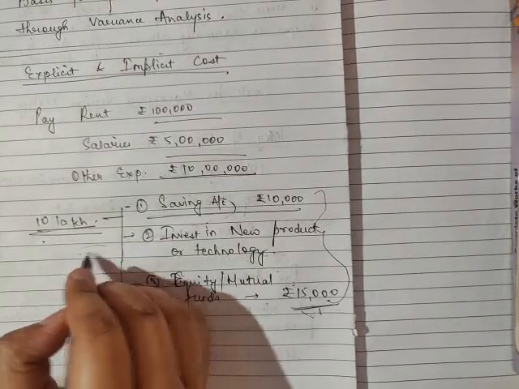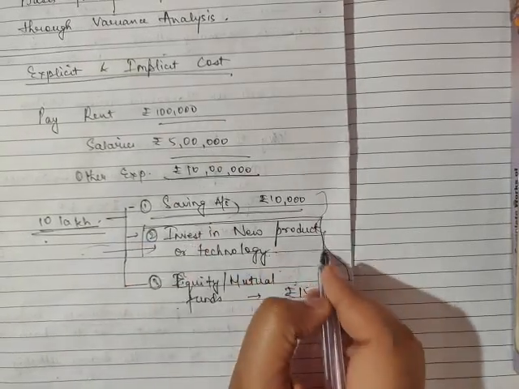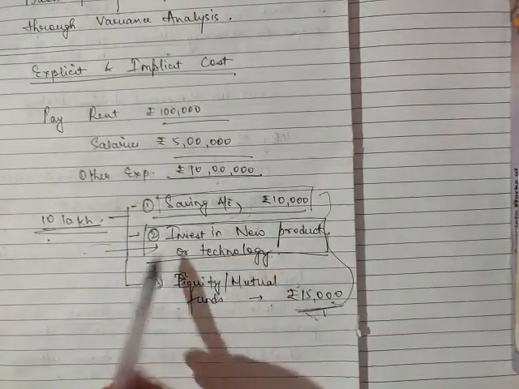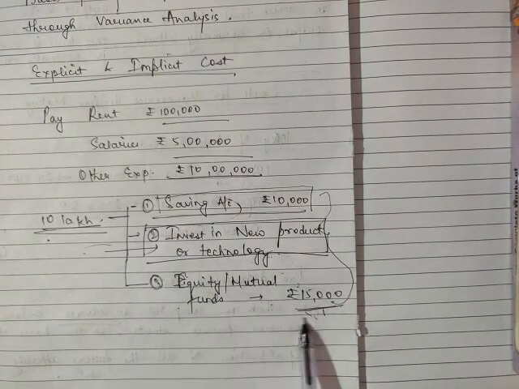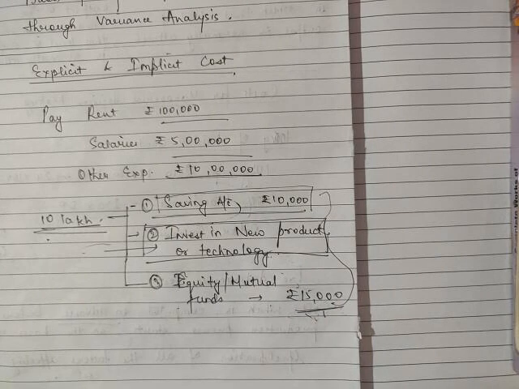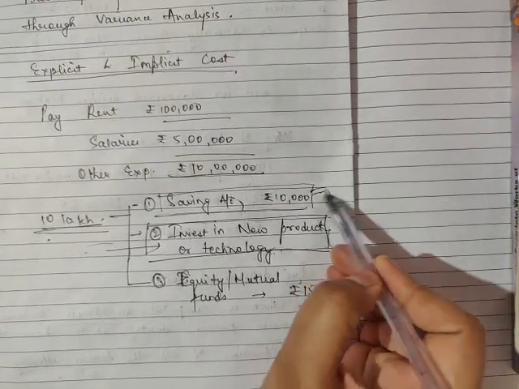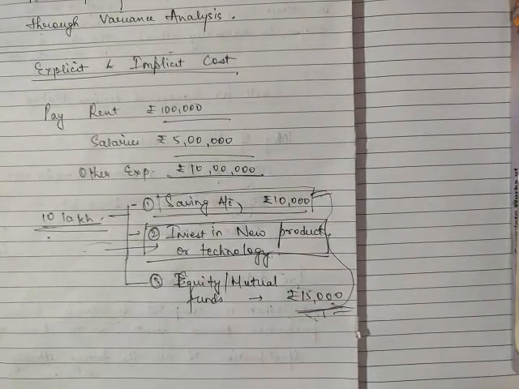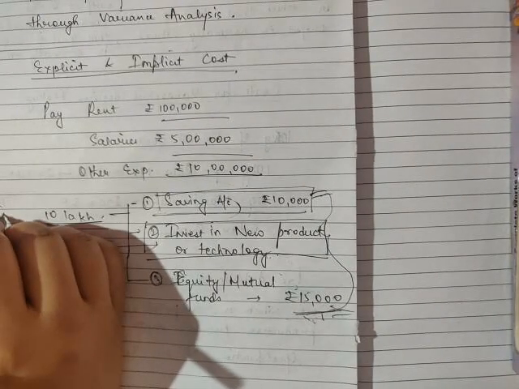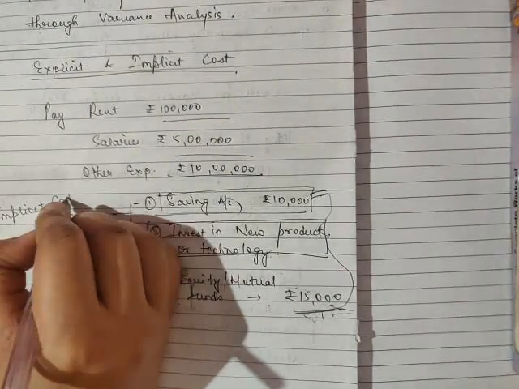If you had opted for this option, that is, invest in a new product, you would have foregone the savings account interest of 10,000 and equity investment of 15,000 rupees. But these are not actually involving a cash outflow. We will not record this income foregone in our books of accounts. So this is known as an implicit cost.